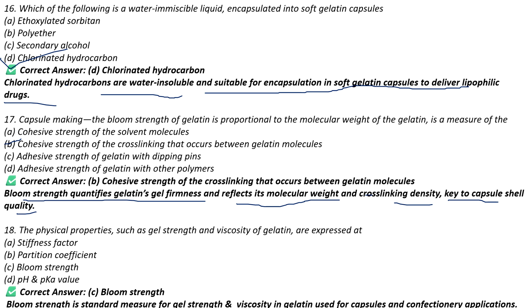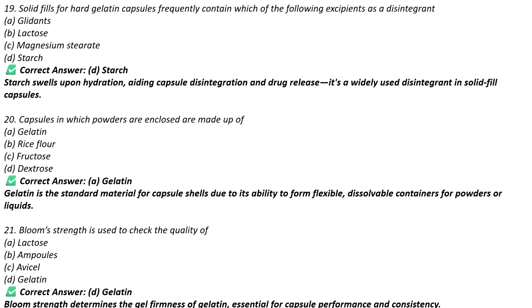So moving on to the next question, the physical properties such as gel strength and viscosity of a gelatin are expressed as, options are: stiffness factor, partition coefficient, Bloom strength, or pH and pKa value. So the Bloom strength is a standard measure for gel strength and viscosity in the gelatin used for capsules and confectionery applications. So we can say option C, that is Bloom strength, is considered to be the right answer for this question. So moving on to the next question.